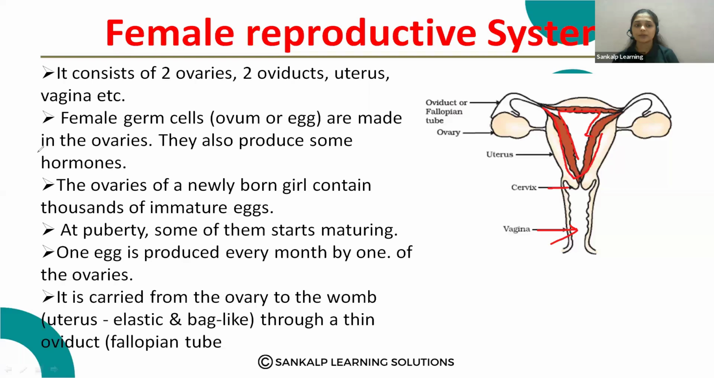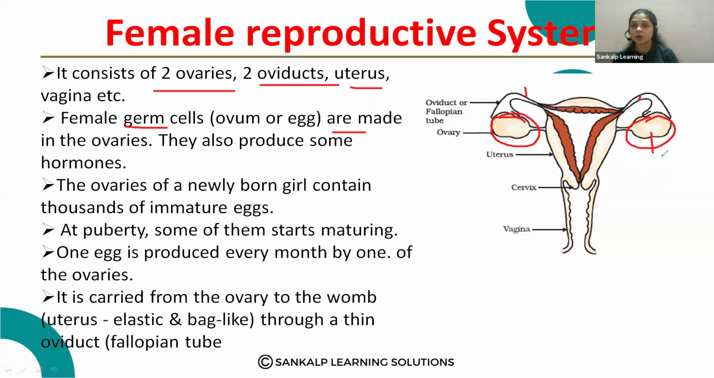Okay. So the female reproductive system consists of two ovaries, two oviducts and one uterus. And the female germ cell, that is the egg, is made in the ovaries. Inside the ovary, you can observe the structure here. This is called the ovary. Inside the ovary, the female germ cell, that is called the egg, right?